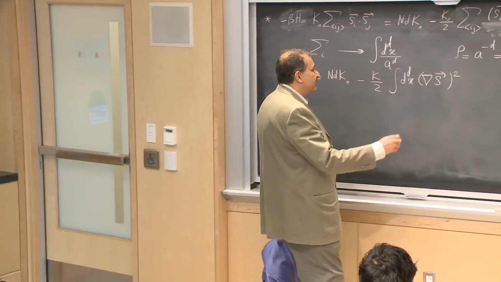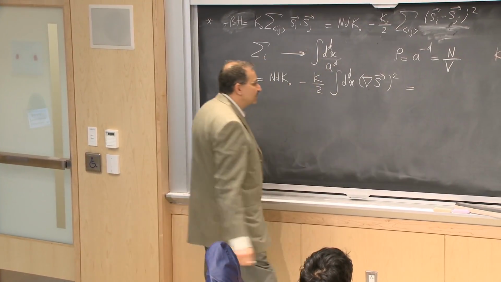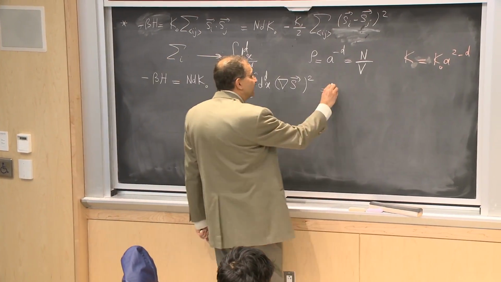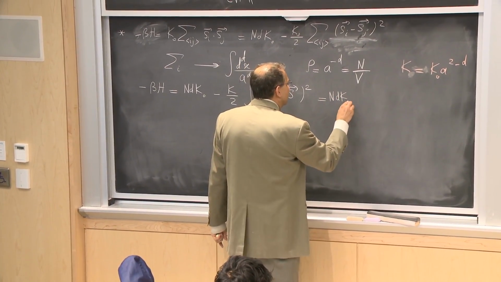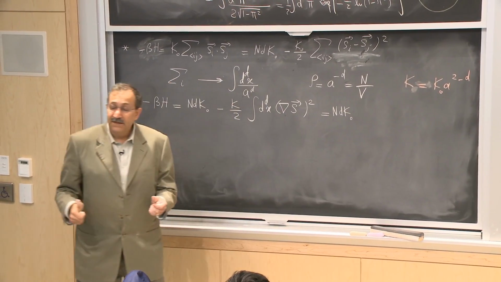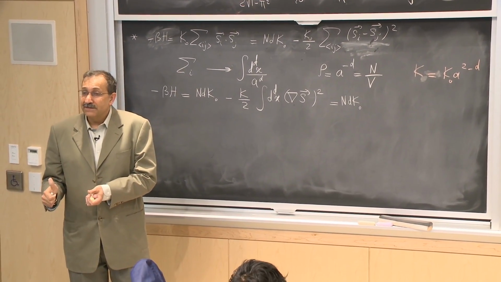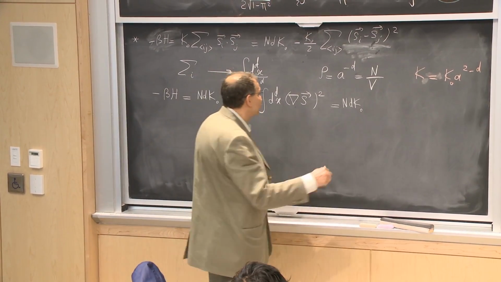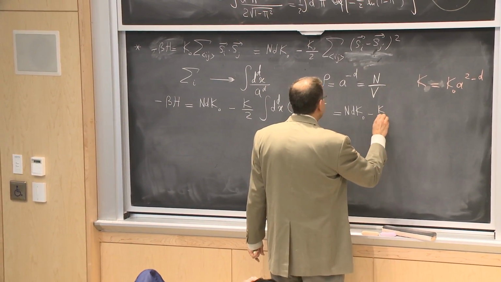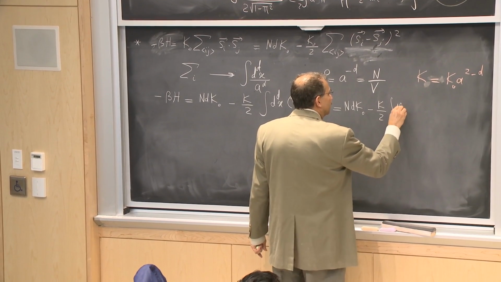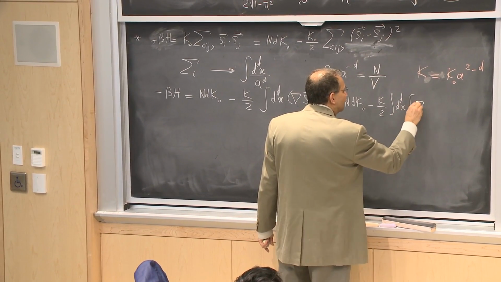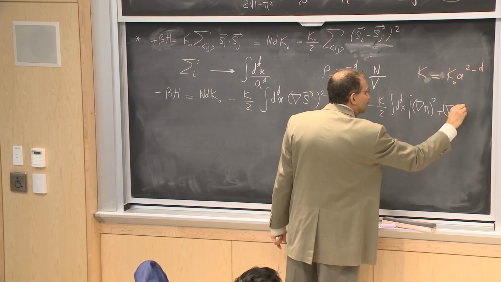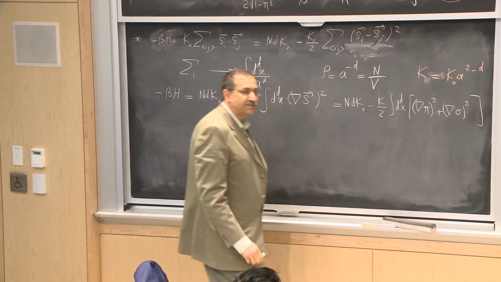And then at the end of the day, I also want to replace this gradient of S squared naturally in terms of, essentially, S has n components, n minus 1 of them are pi, and 1 of them is sigma. So this would be minus K over 2 integral d^d x, I have gradient of the pi component and the gradient of the sigma component squared.